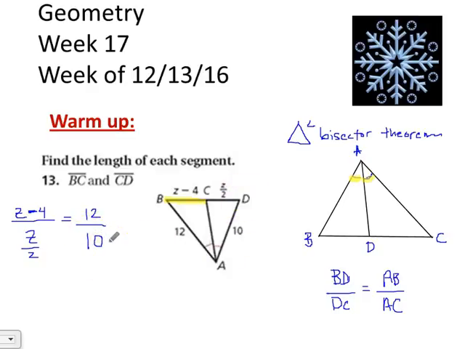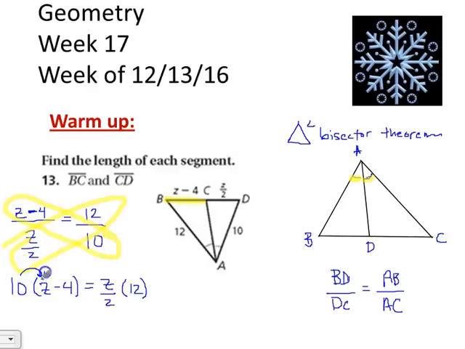So now we've got a proportion. And to solve proportions, we know that we can cross multiply. So I'm going to take 10 times z minus 4, and set that equal to, when I cross multiply the other side, z over 2 times 12. So let's clean that up. Let's distribute on the right side.